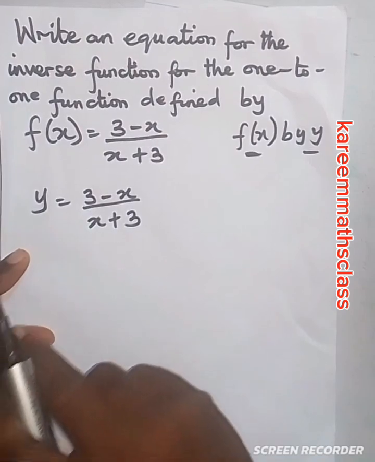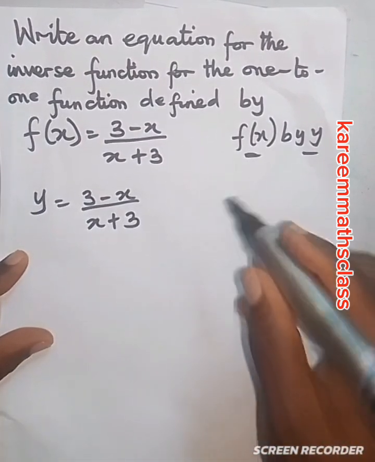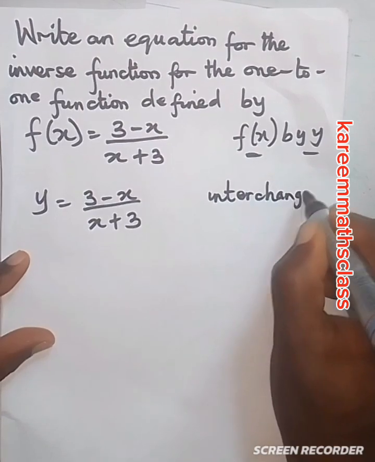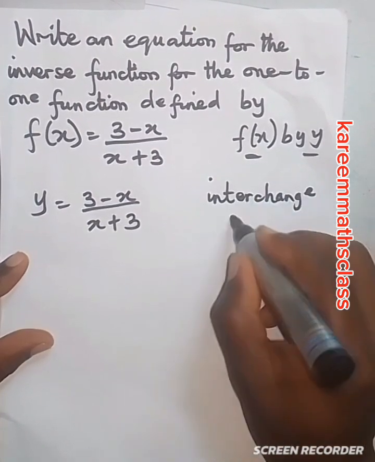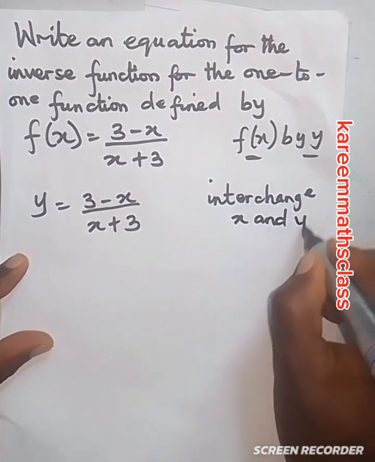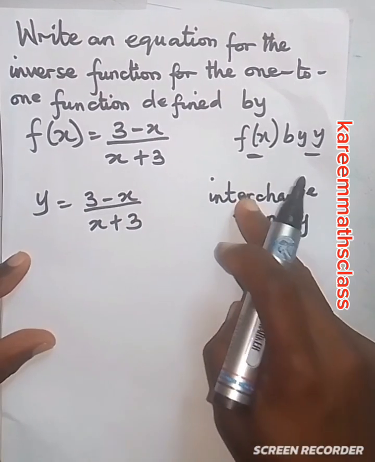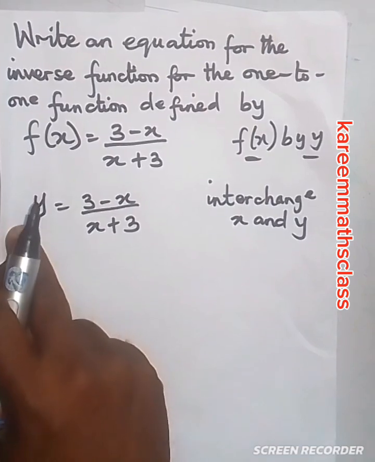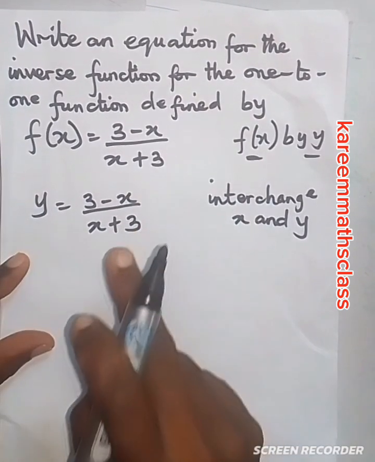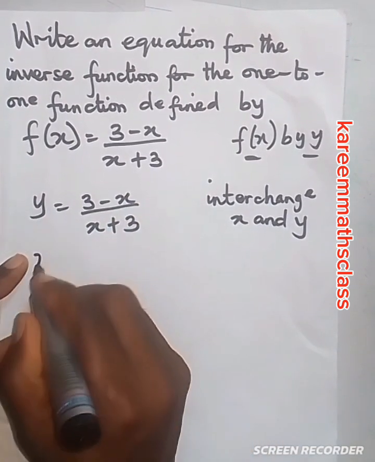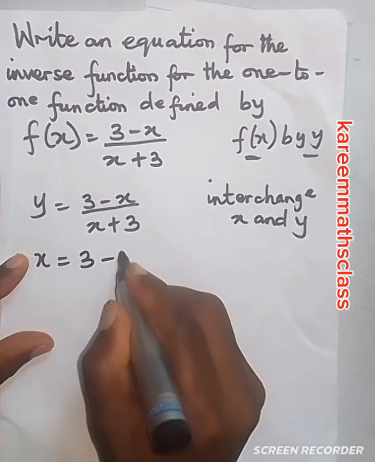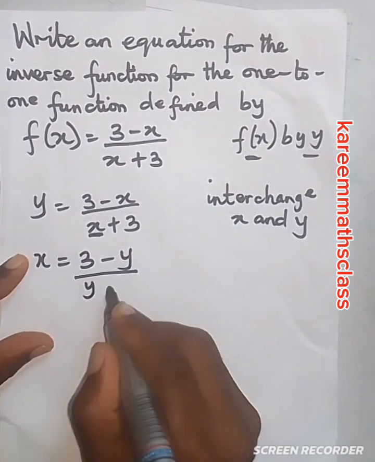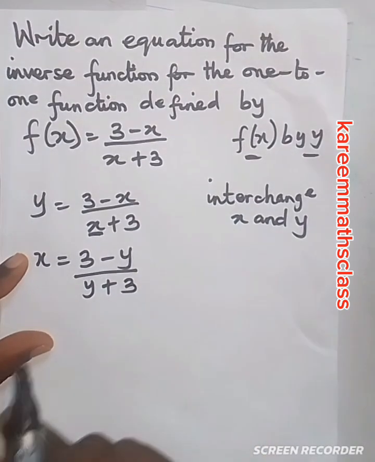Then I said step 2, we have to interchange x and y. That's our step 2. So where we see y, we put x, and where we see x, we put y. So here now we're going to have x is equals to 3 minus y over, we're going to change it to y plus 3. So we've done that.